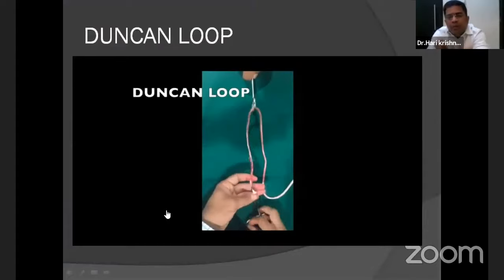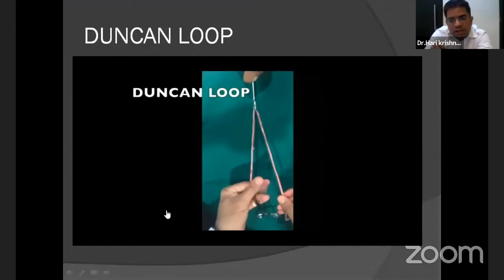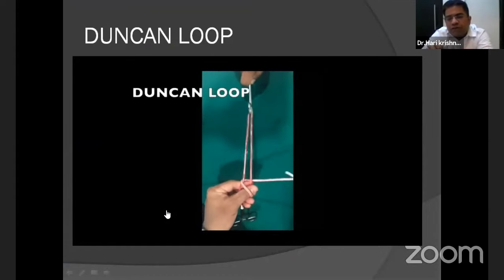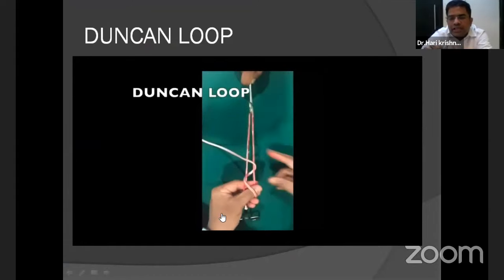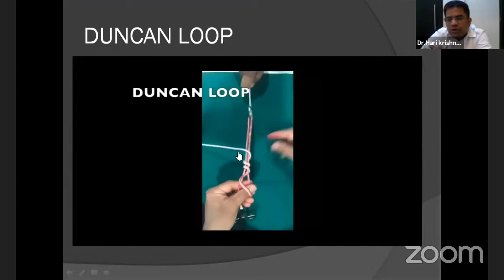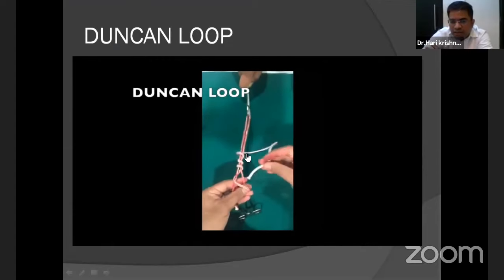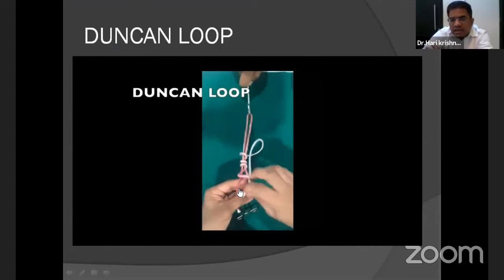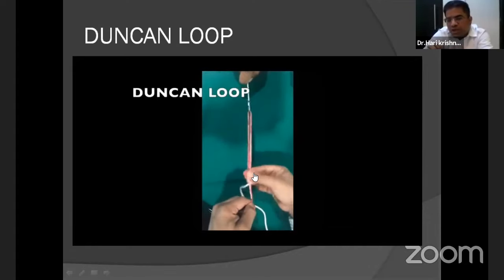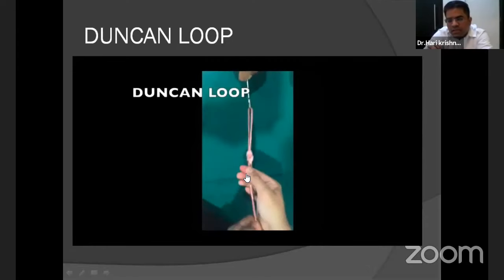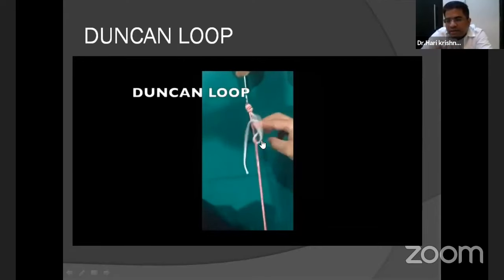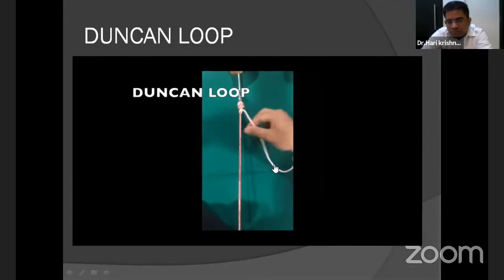So this is a Duncan loop, which is a compounding knot, which is very, very commonly used. This can be used without a knot pusher also. There is one overhand, second overhand throw, third overhand throw, fourth overhand throw, and take the suture inside from the last one and then start pulling. Here I have no need to use any knot pusher to hold this knot. I just pull the loop, and once it comes, then take one more underneath it, and one more.